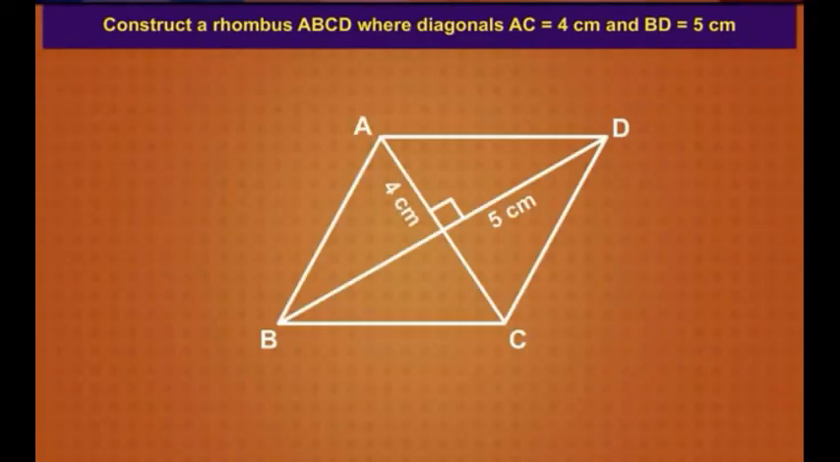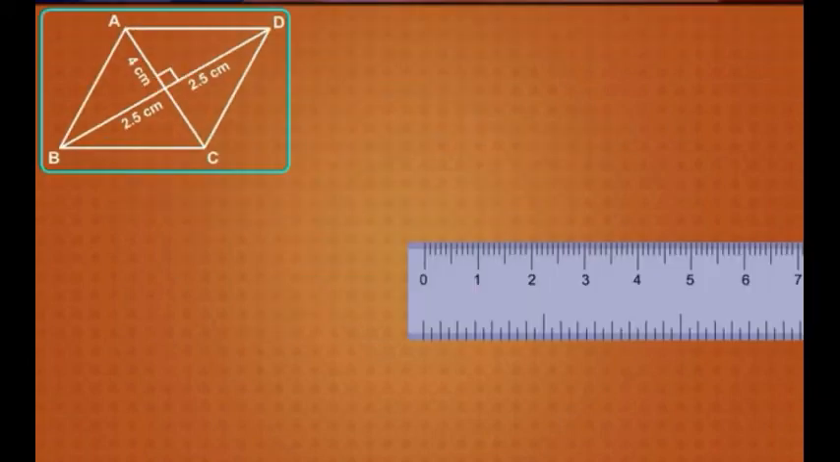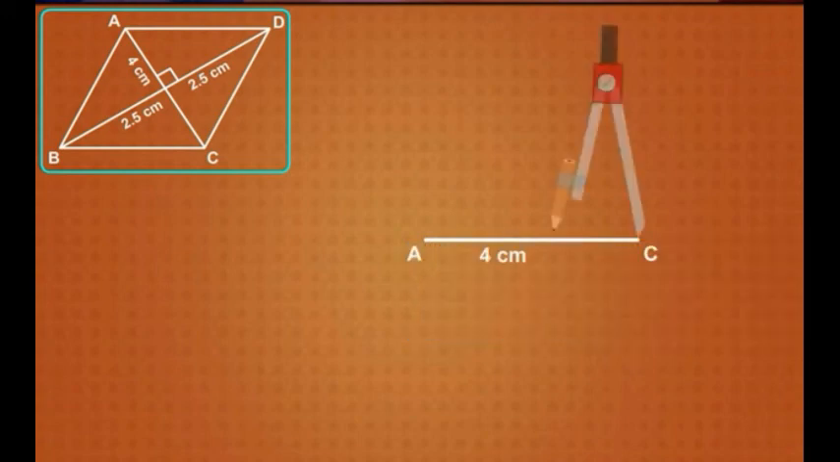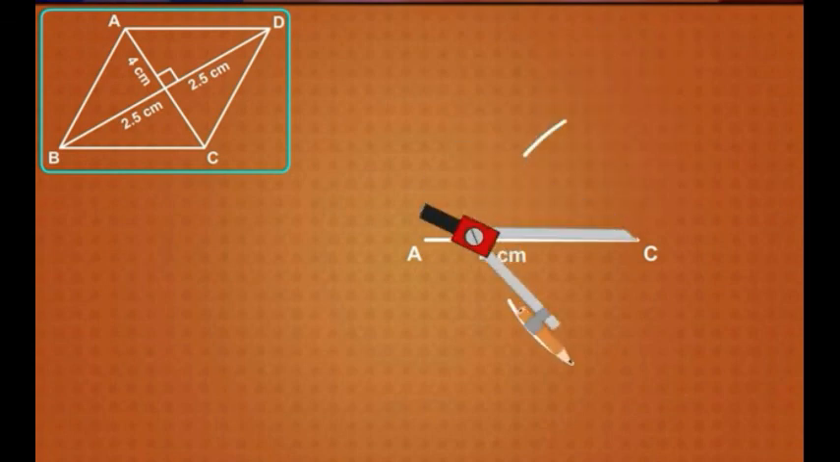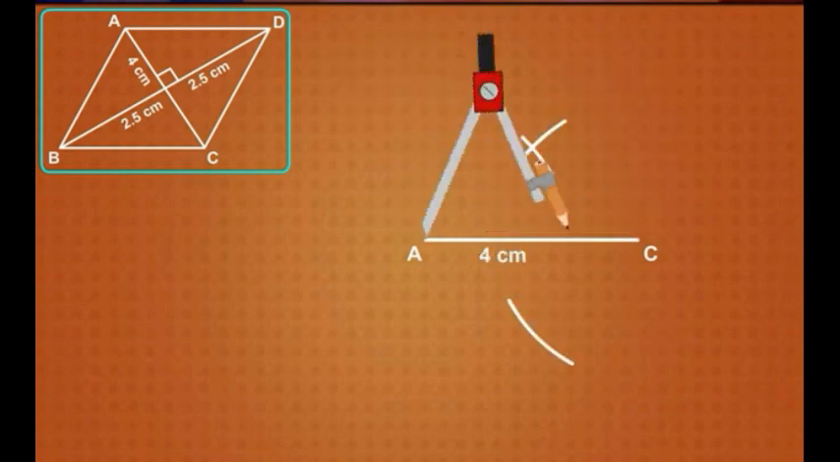Let us construct a rhombus ABCD where diagonal AC is equal to 4 cm and BD is equal to 5 cm. We have been given only two details, so we will use the property of rhombus that diagonals of a rhombus are perpendicular bisectors of each other. Perpendicular means 90 degrees, bisector means dividing in two equal parts. So first of all we will draw any one diagonal, that is we are drawing first AC equal to 4 centimeter. Now we will draw the perpendicular bisector by opening the compass more than half and intersecting the arc on both sides.